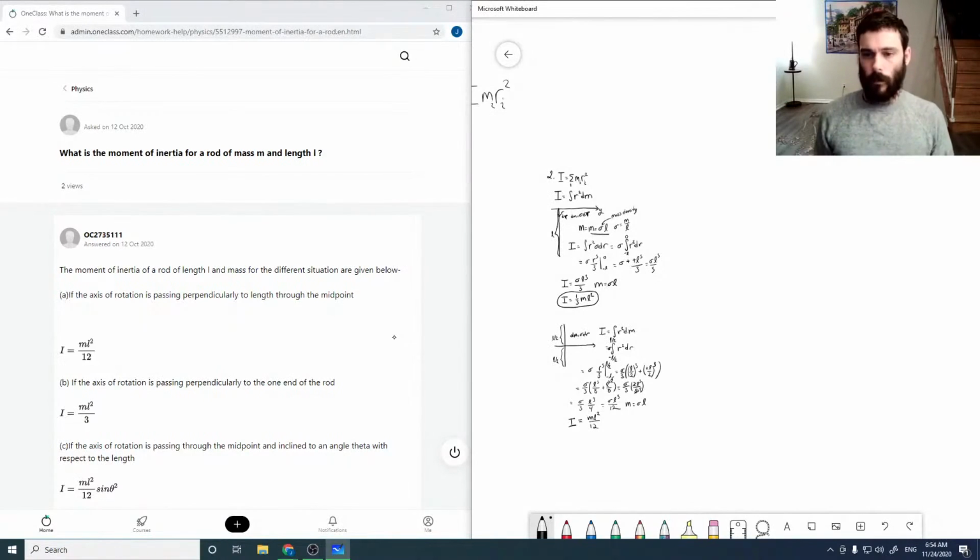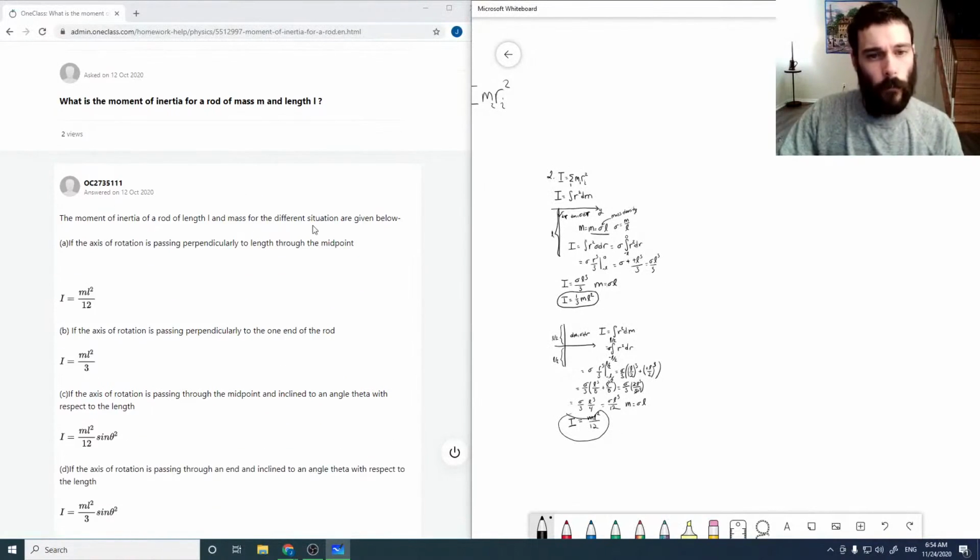So then, showing everything I did, we can look at the solution here. The solution given runs through a few different cases, actually a couple extra cases more than I did. Passing through the midpoint, we get mL squared over 12. If it's perpendicular to one end, we get mL squared over 3.